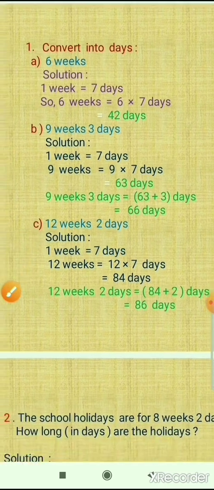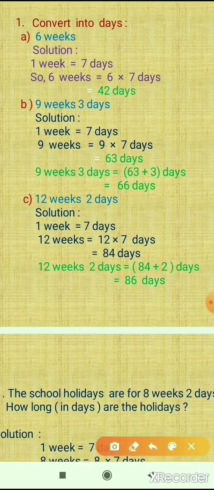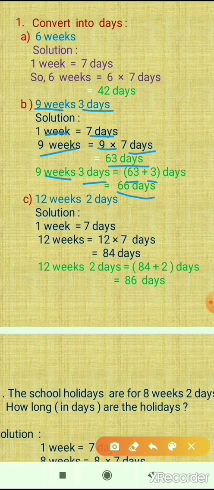Okay, now see the next example. 9 weeks 3 days. Okay, so we know that 1 week is equal to 7 days. So 9 weeks is equal to 9 multiplied by 7. 9 sevens are 63 days. But here 9 weeks and 3 days are given. So 9 weeks means 63 and we add 3. 63 plus 3, 66 days.